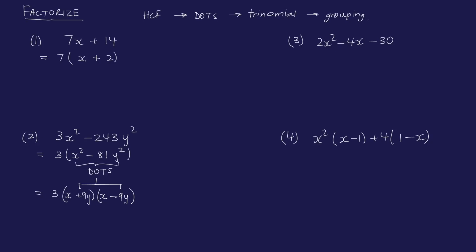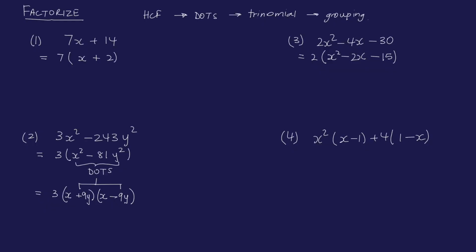So I ask myself, is there a factor that I can take out from all 3 terms? The answer is yes. So I can take out 2 as a factor. If I've taken out 2 as a factor, 2 times what will give me 2x squared? Well, 2 times x squared will give me 2x squared. And then 2 times what will give me negative 4x? So 2 times negative 2x will give me negative 4x. And then lastly, 2 times what will give me negative 30? 2 multiplied by negative 15 will give me negative 30. Now I check, is there DOTS anywhere here?